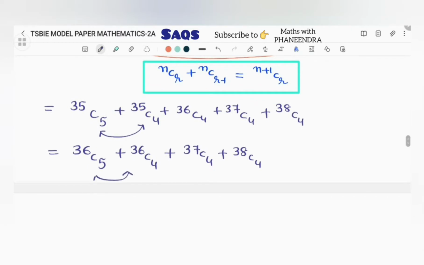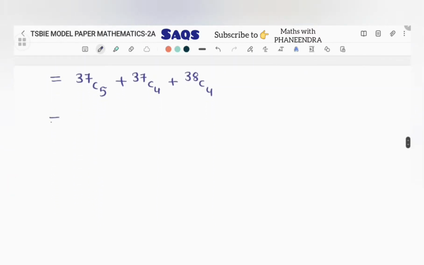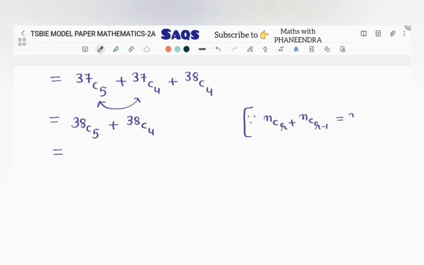Again by using these two, the same formula whichever I mentioned, that is equal to 37C5 plus 37C4 plus 38C4, which is equal to, again by using this, 38C5 plus 38C4. Again by using the same formula, nCr plus nCr minus 1 equal to n plus 1 Cr. Again that formula only, dear students. So 38 plus 1, 39C, r value is 5. Simplified, they said, no? So we simplified and we wrote the answer. This is the required.